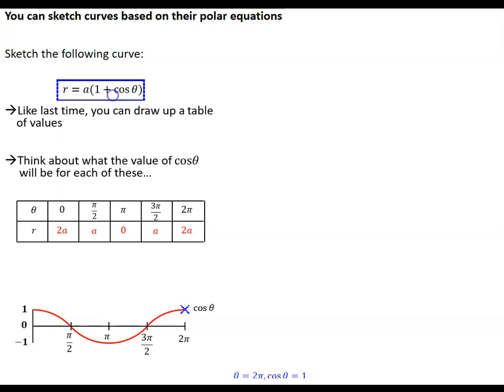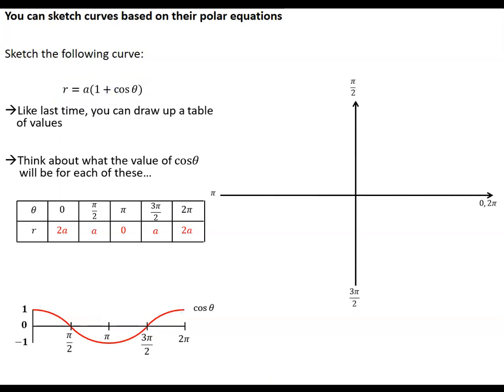Now what's this going to look like? Here are my axes. I've put my values of theta on them. When our angle is 0, our distance from the origin is 2a. When we move up to pi on 2, our distance is a, so it's half the distance that it was before. As I move round to pi, my distance becomes 0. As I move round to 3 pi on 2, my distance becomes a. And then at 2 pi, it gets back to 2a.